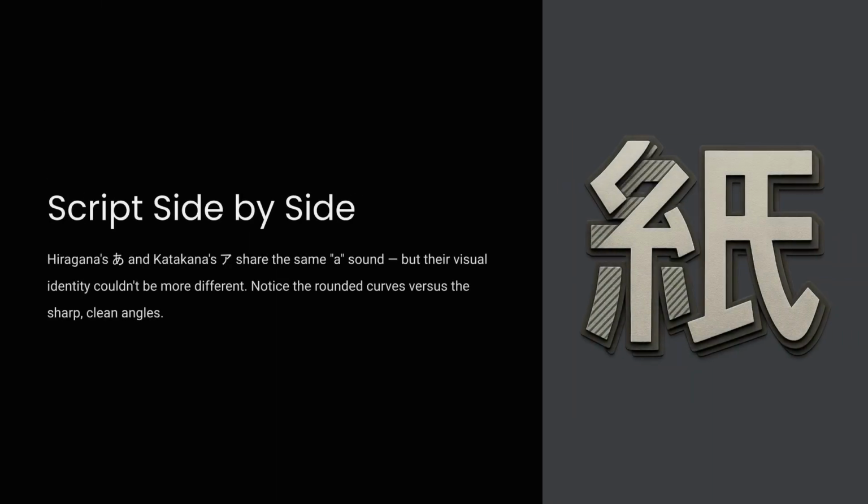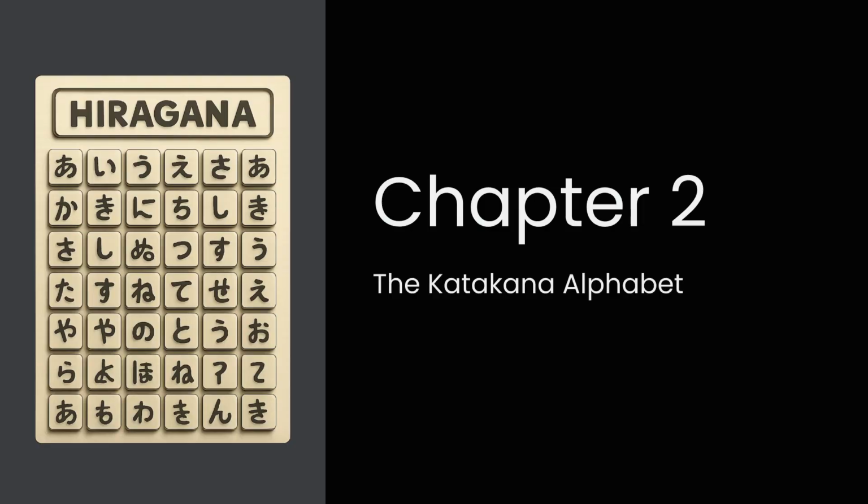Take a moment to compare the hiragana a and katakana a. Both share the a sound, but their visual identity is strikingly different. Notice the rounded curves of hiragana versus the sharp, clean angles of katakana. Now let's move to Chapter 2, the Katakana Alphabet. We'll cover the fundamental vowels and the K-line, your first essential building blocks for katakana.